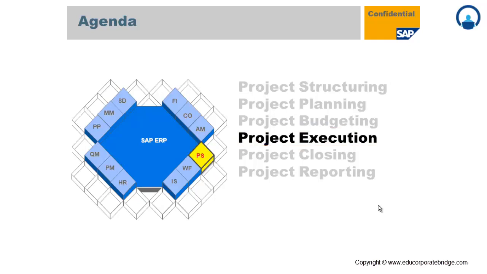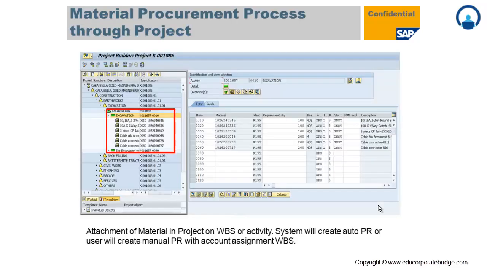Project execution, where your actual work gets started. So you need to capture your day-to-day transaction codes with respect to the project, like your planning, your PR execution, your procurement, material procurement, your service procurement across that particular project or a WBS. So you have a material procurement process through project, which is one of the project execution processes, where you have a material allocated on that particular activity.